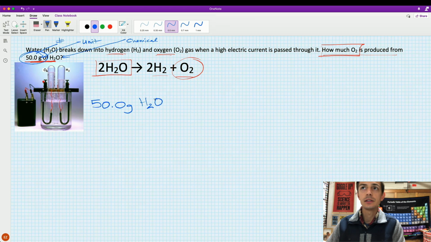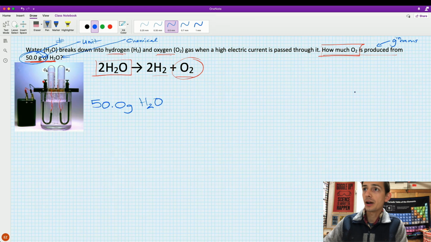Now, what am I trying to do here? I'm trying to understand how much oxygen is produced, and I didn't really write it in the problem, but in grams, how much oxygen is produced in grams. So I'm trying to get to grams of oxygen eventually. That's like my goal. But they don't tell me how many grams. That's the whole point of the problem, to figure out how many grams are produced.